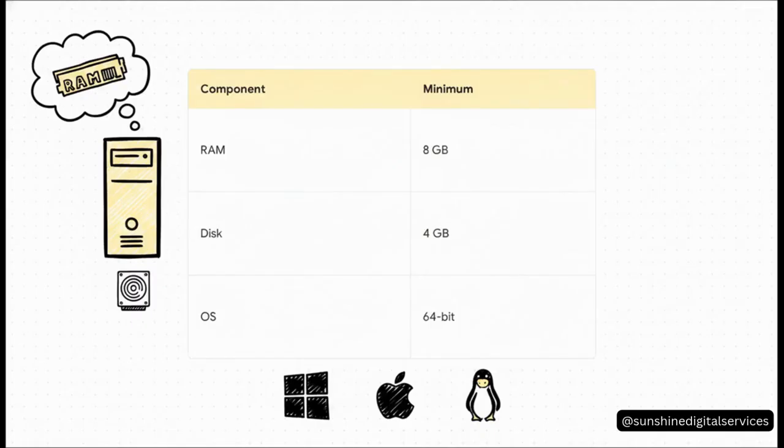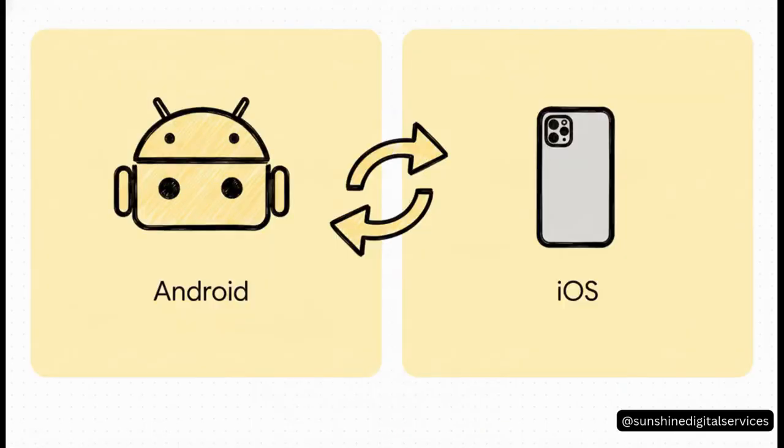As for what kind of computer you need, the barrier to entry is surprisingly low. To put it in perspective, you only need a minimum of 8 gigabytes of RAM, just 4 gigabytes of available disk space, and a 64-bit operating system. And whether you're a Windows fan, a Mac OS user, or a Linux enthusiast, Android Studio is fully compatible with all of them.